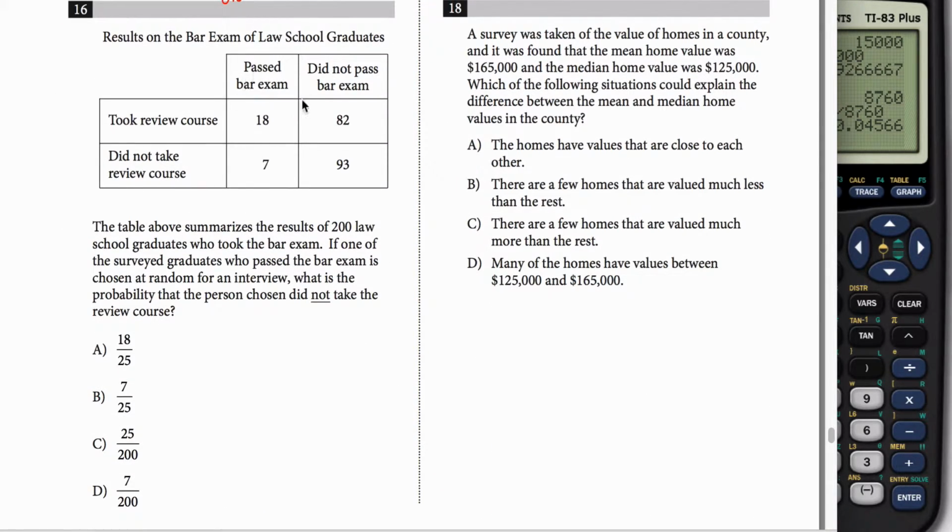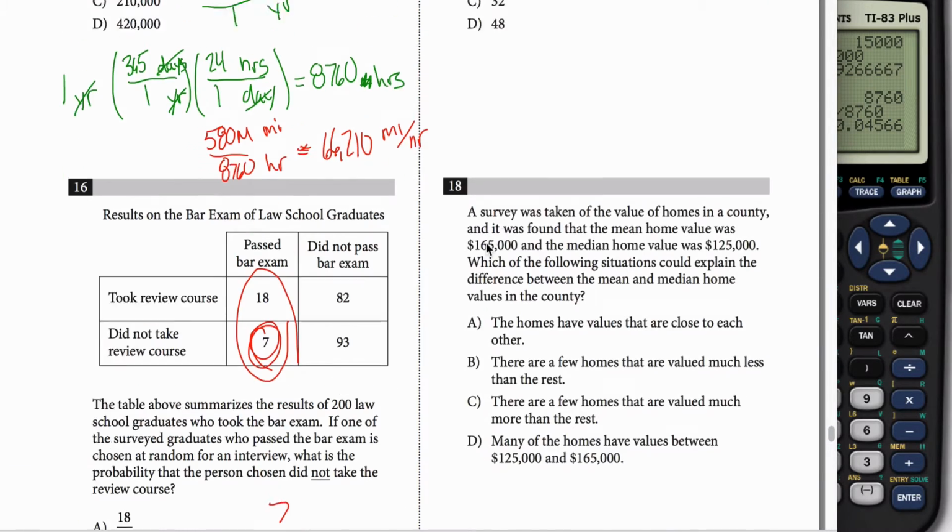16, results of the bar. So these are the people that passed the bar, these are the people that did not pass, these are the people that took the review course, these are the ones that did not. If one of the surveyed graduates who passed the bar exam is chosen at random, so I'm only looking at these 25 people right here, what is the probability that person did not take the review course? So I'm talking about these people right here. I'm talking about 7 of these people out of the 25 total. My answer would be 7/25, which is B.